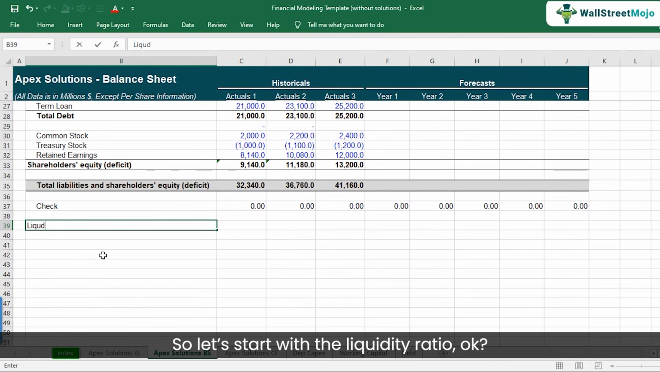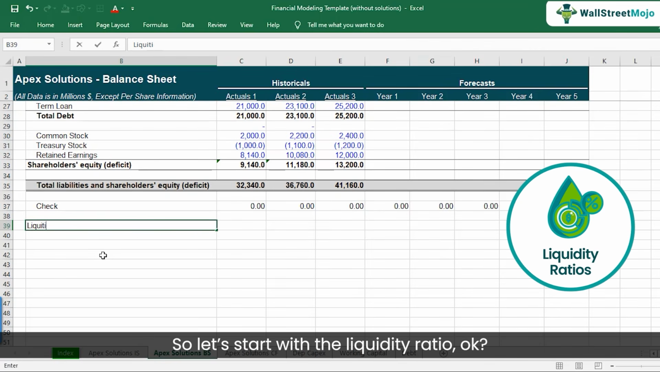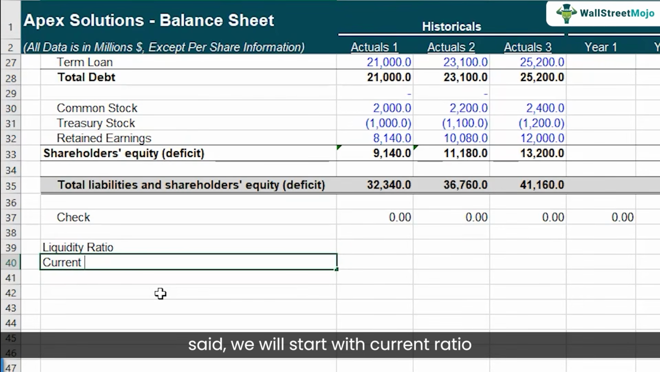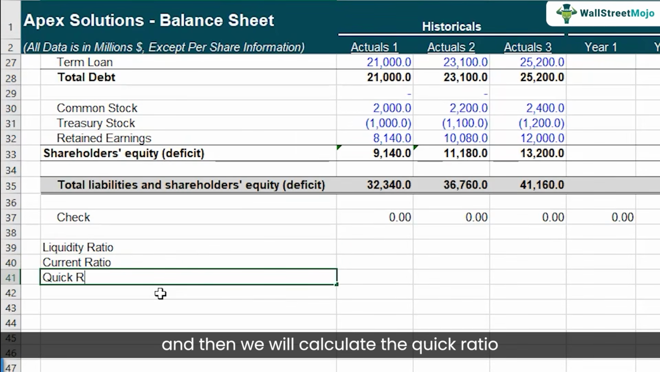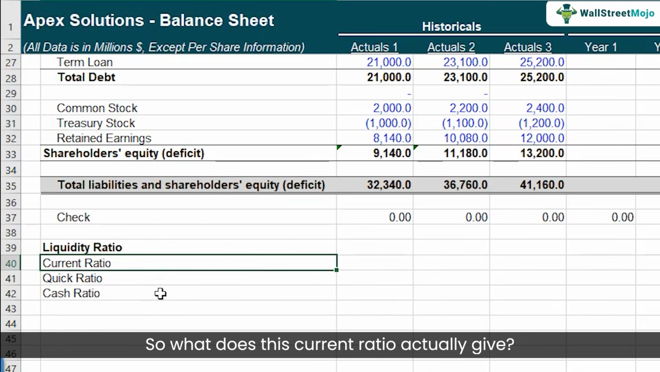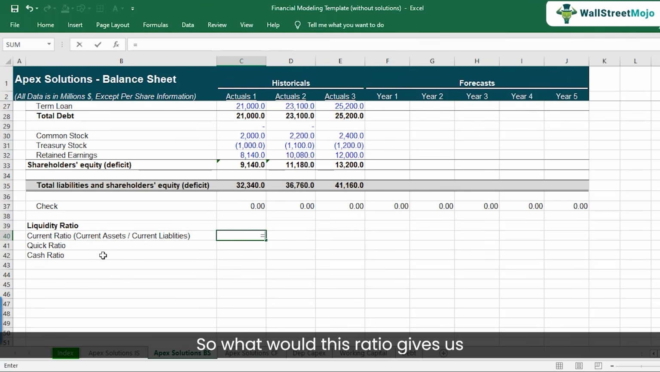Let's start with the liquidity ratios. As I said, we'll start with the current ratio, then calculate the quick ratio, and finally the cash ratio. So what does the current ratio actually give? Current ratio is nothing but your current assets divided by current liabilities. If your current assets are greater than current liabilities, that means you are fairly liquid, meaning you'll be able to survive your business for 1 year just on the basis of your current assets.